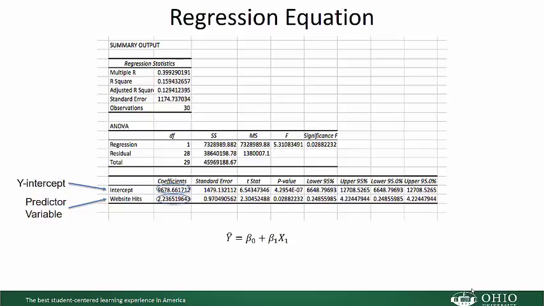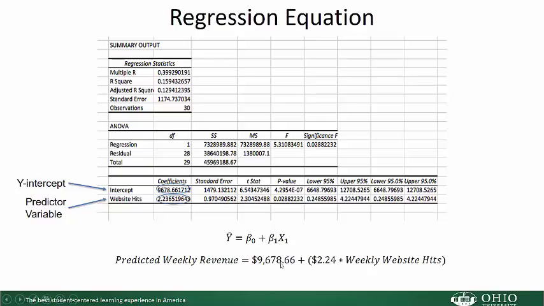So now we can create the regression equation. Y hat, again, is the predicted value of Y. Our Y variable is weekly revenue, so Y hat would be predicted weekly revenue. Again, the regression equation is the y-intercept, which is $9,678, plus the slope, which is $2.24, times the X variable, which is the weekly website hits. So this is our regression equation. Now we can use this regression equation to predict future weekly revenue. All we have to do is plug in the weekly website hits, and then we'll get an estimate of what the weekly revenue is.